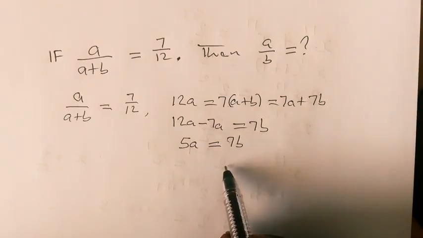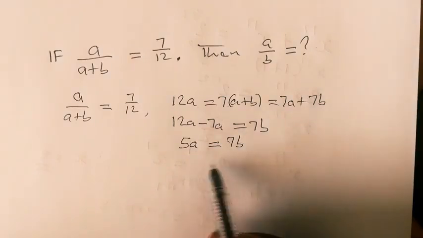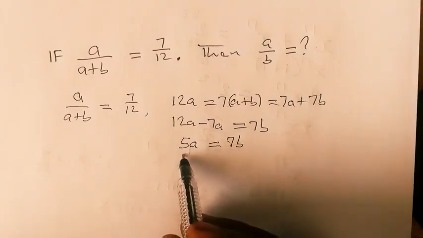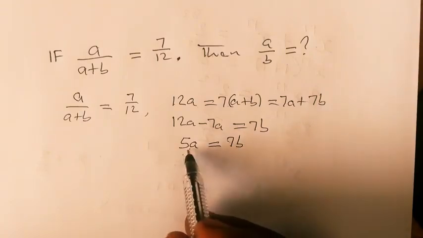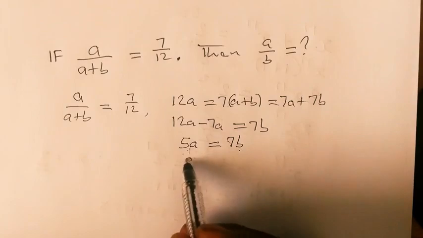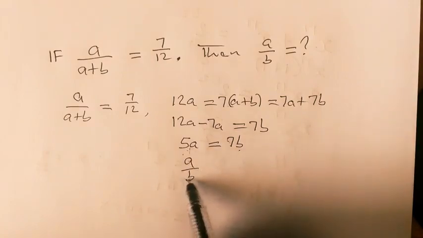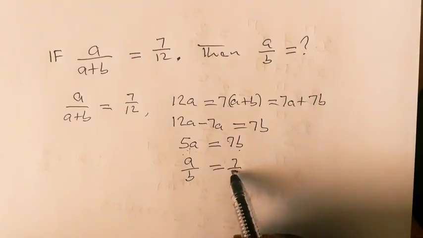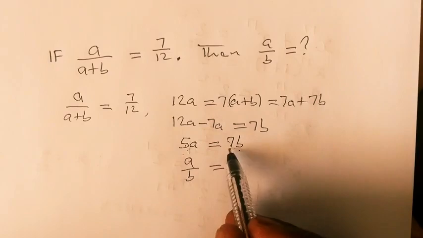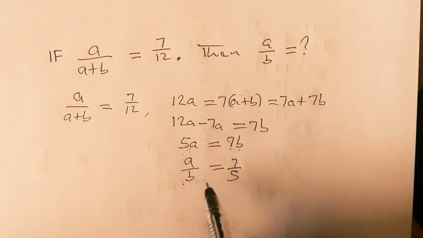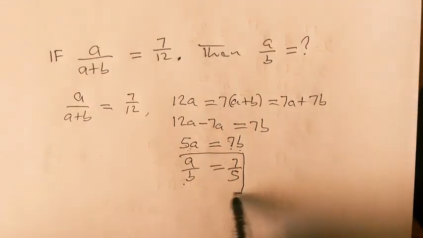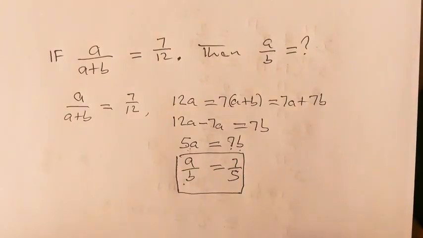So what we'll do here is divide all through. The 7 will divide to this, and then the 5 will divide to this, so that we'll have a over b is equal to 7 over 5. We bring this here. So therefore, this is the final result that we need and that we have been asked to simplify.